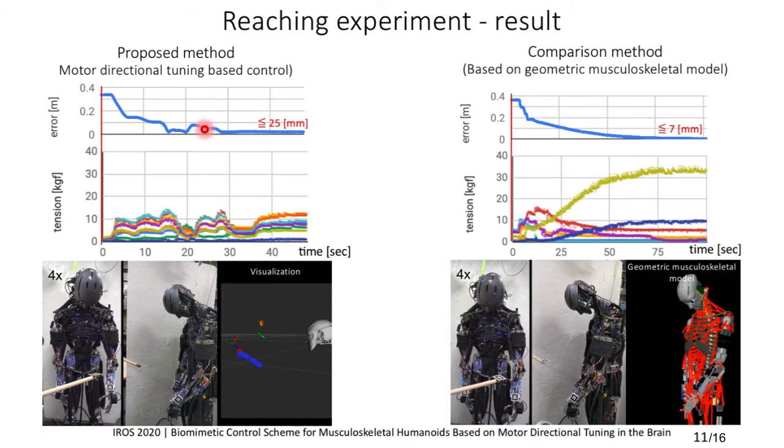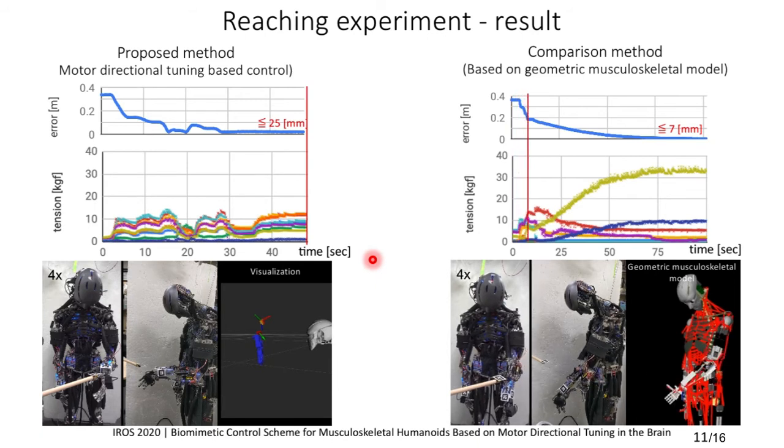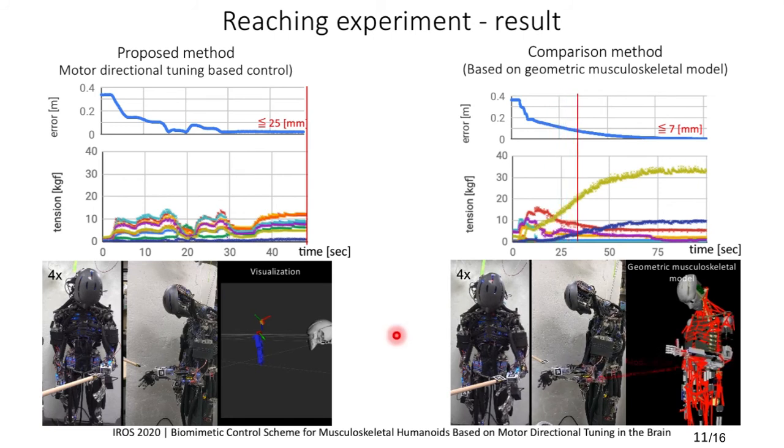Here's the result. The top graph is the distance between the hand and target, and the lower graph is the muscle tension. Both controllers were able to gradually adjust their arm pose to reach the target. However, note that due to the model error, the difference between the actual robot and the model pose increases as the geometric model-based controller reaches closer to the target.